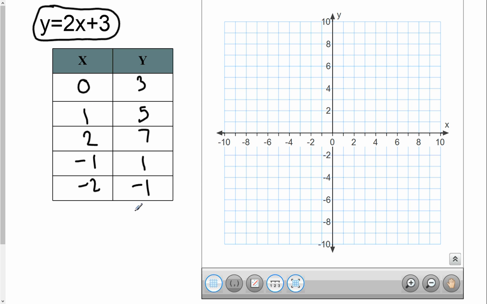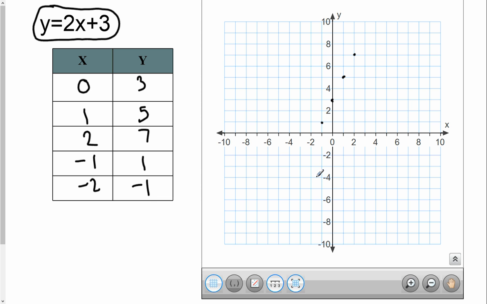It's the exact same thing. You're going to generate a bunch of points. These are xy coordinates. So let's go ahead and graph these points. 0, 3 is here. Let's put a dot there. 1, 5 is here. 2, 7 is here. Negative 1, 1 is here.